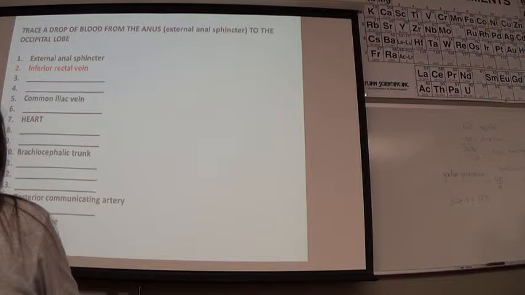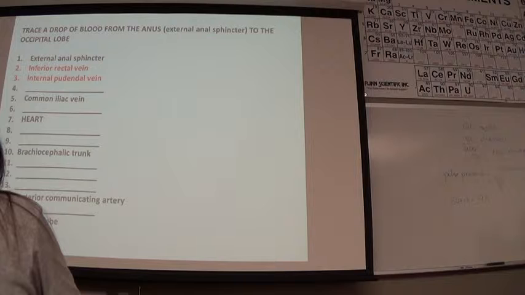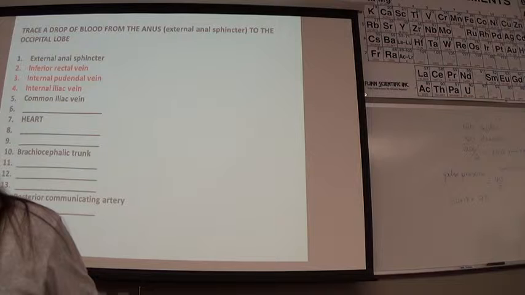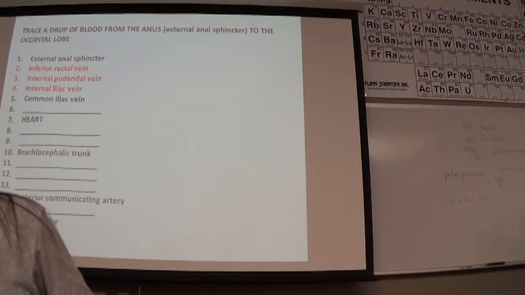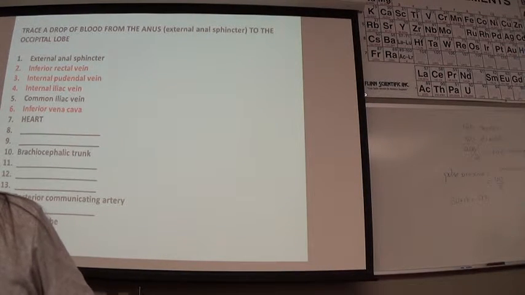Inferior rectum is going to drain into the internal pudendal. Internal pudendal will drain into the internal iliac, which then goes to the common iliac. So what's between common iliac and the heart? Inferior vena cava. And we go through the heart, and the lungs, and come back again.